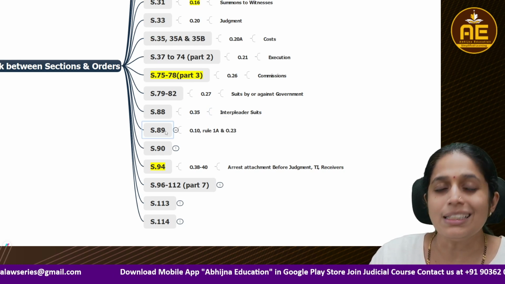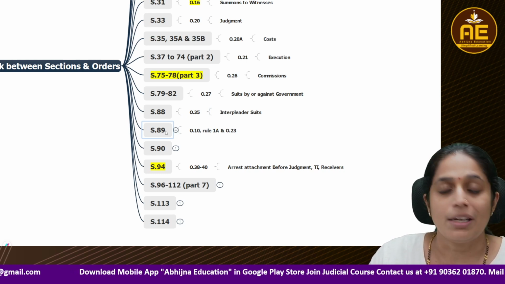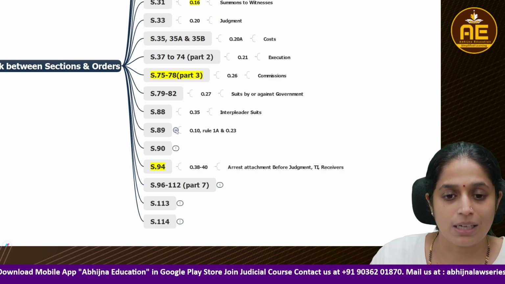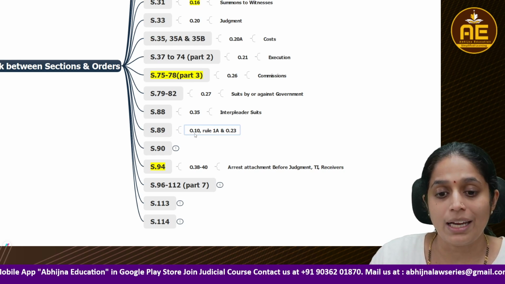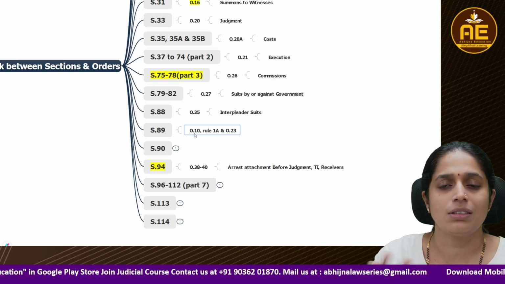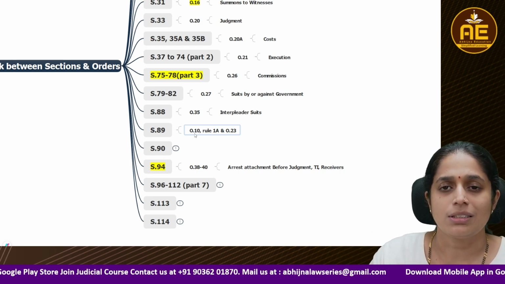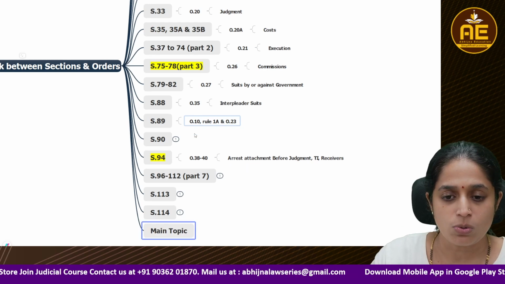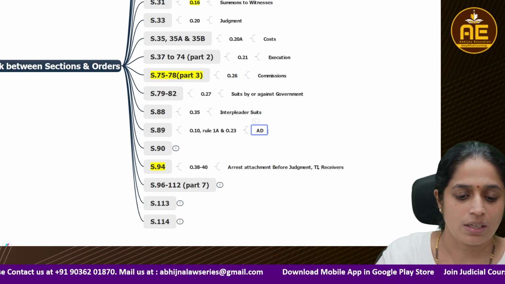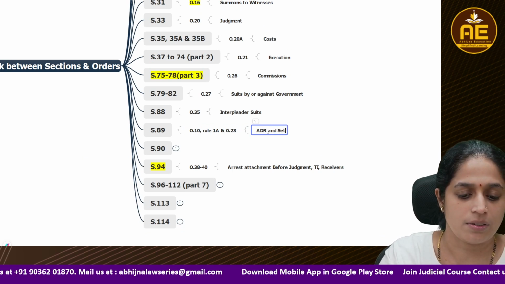What is section 89? Section 89 speaks regarding settlement or referring to ADR, alternate dispute resolution. So similarly, order 10, rule 1A and also to a certain extent order 23. They are something like a withdrawal, compromise of the suits. So we can refer to it as ADR and settlement.